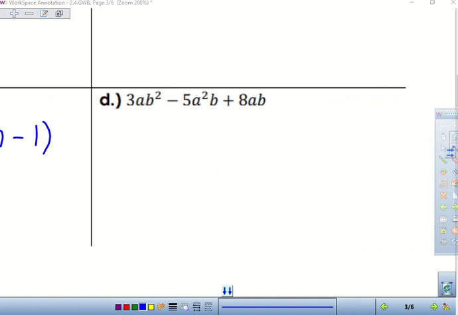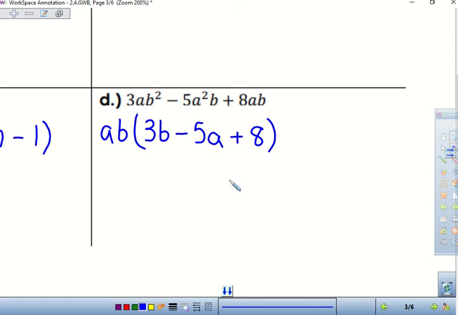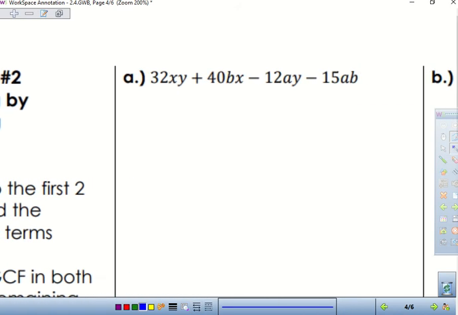And the last GCF one we're going to do, no numerical GCF, but we can take out an A and a B, right? Which leaves me with 3B minus 5A plus 8. So look it over. Let me know if you have any questions. I know these are pretty easy, so I feel like you guys probably got these. Does anyone have any questions before we move on from GCF? Okay, does everybody feel pretty confident with their GCF skills? Good? Okay.